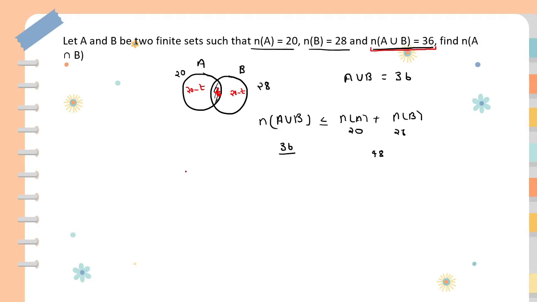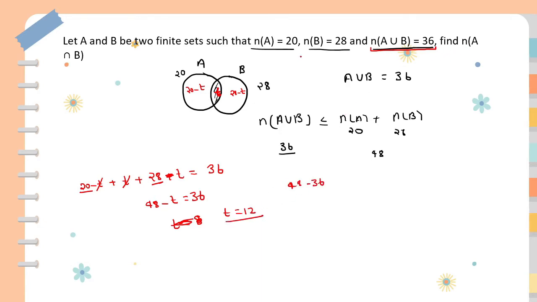saying that A union B is 36. So basically 20 minus t and 28 minus t is equal to 36. So t and t will cancel here. So basically this is 48 minus t is equal to 36. So t is equal to, sorry, it is t is equal to 12. 48 minus 36 will give 12.